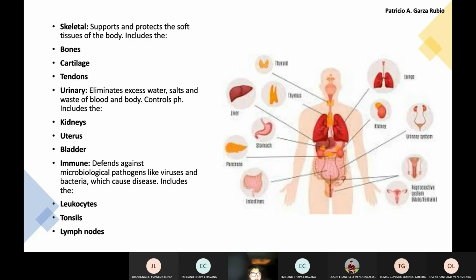Immune system. Defense against microbiological pathogens like viruses and bacteria, which cause disease. It includes the leukocytes, tonsils, and lymph nodes.